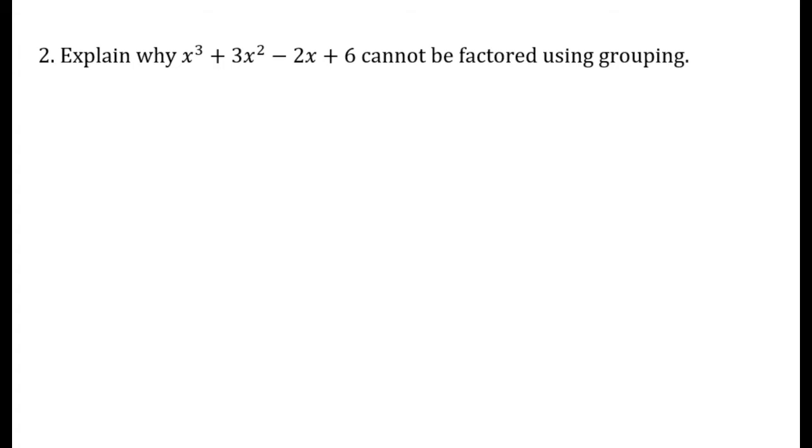Number 2, explain why this polynomial cannot be factored using grouping. Well, it's got 4 terms, right? So if I try to group this, okay, well, can I get an x plus 3 here? I would have to put a -2. That works. Oh, that's why I can't use grouping, because there's nothing that's going to go there that gives me an x plus 3. We cannot group.